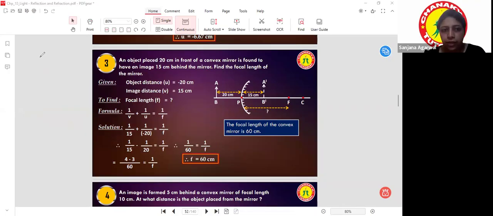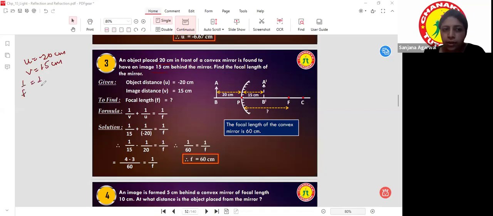Object is placed 20 centimeter, so u is minus 20 as object is always to the left side. Found to have an image 15 centimeter behind the mirror. Remember, children, the image in convex mirror is always to the right of mirror, so it will be positive 15 centimeter. Find the focal length.